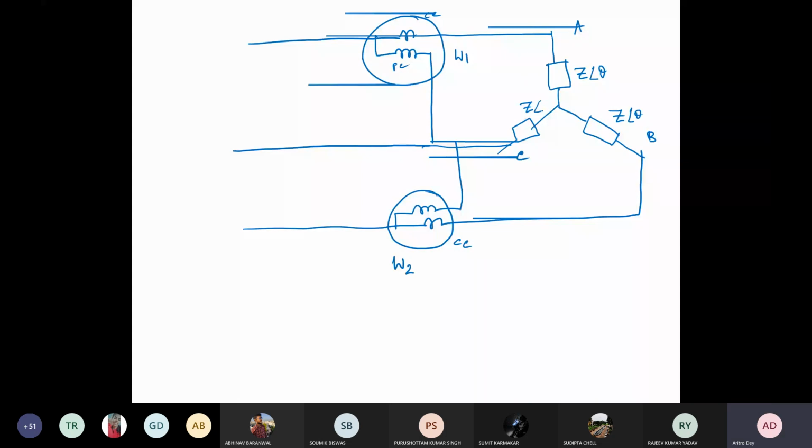Right? So now let us just draw the phasor diagram, then only it will be clear to you. I am proceeding to the next slide. Or I'll try to draw it here. Enough space is there.